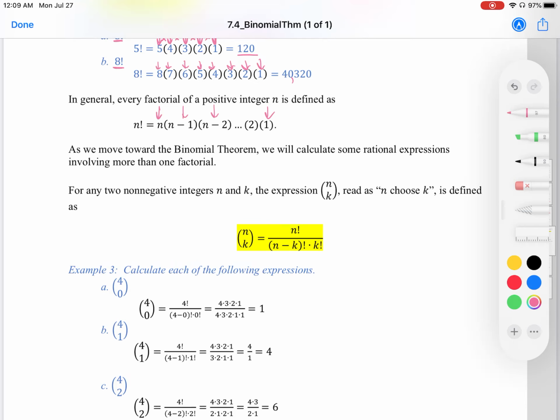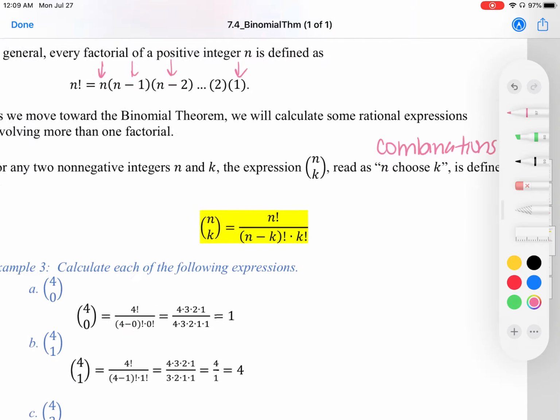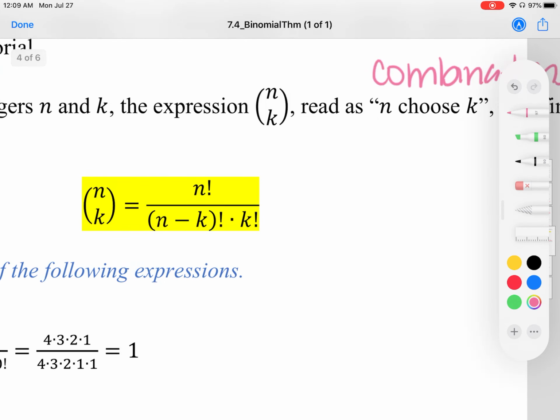For any two non-negative integers n and k, the expression n choose k is defined as, all right, so this is also called combinations. And this is, well, if you go on to take statistics or maybe a probability class, it goes the way of choosing an order. For this purpose, we're going to use the formula. We have n factorial divided by n minus k factorial times k factorial.